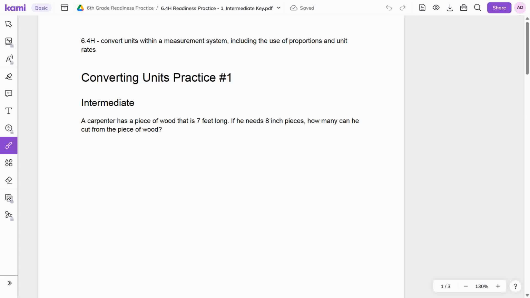So we've got a 7 foot long piece of wood. We need 8-inch pieces, and so how many pieces can we cut from this wood? All right, so here is a representation. So we've got a length here, 7 feet, and we are trying to figure out how many 8-inch pieces we can cut from that. Now, what would be helpful is if we could convert units, because when we're dealing with feet and inches, those are different units. So what we need to know is that 1 foot is going to equal 12 inches.